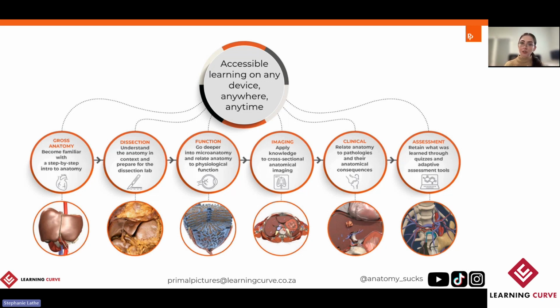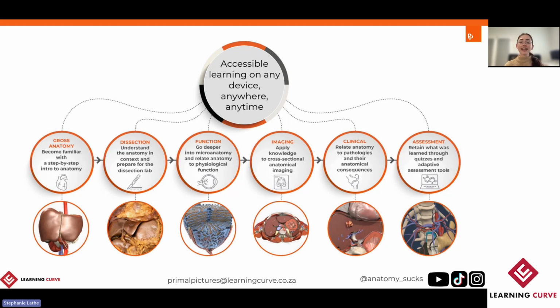So we can go through the gross anatomy of the human body and relate that to the body donor or to the patient through authentic dissection images. Then you can dive deeper into function by taking a look at the physiology, at the microanatomy, and the function. Then we can start to put on more of a clinical or a cross-sectional lens by taking a look at the imaging content available on Primal.